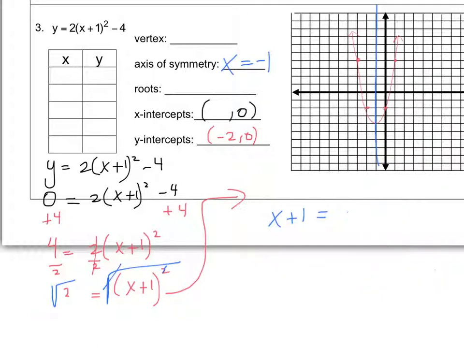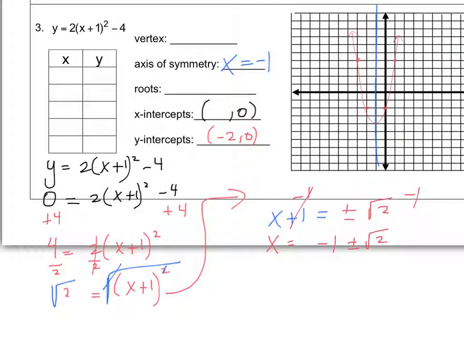Now let's move on from here. So x plus 1 will be equal then to plus or minus square root of 2. Now remember, I want x. So to do that, I need to isolate x by subtracting 1 from both sides. So x is equal to -1 plus or minus square root of 2.